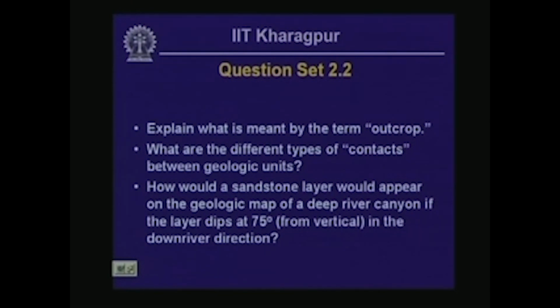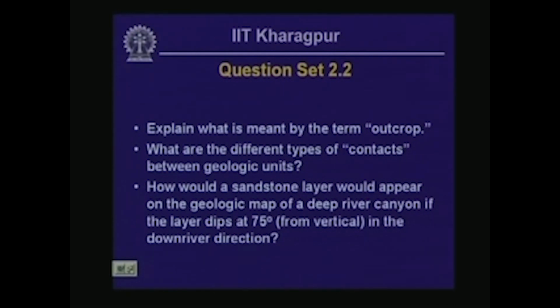Outcrop essentially is a body of bedrock that is exposed at ground surface. Then the second question that I asked was, what are the different types of contacts between geologic units.